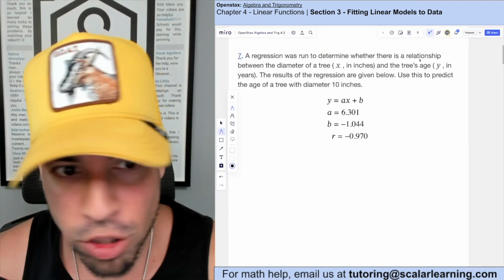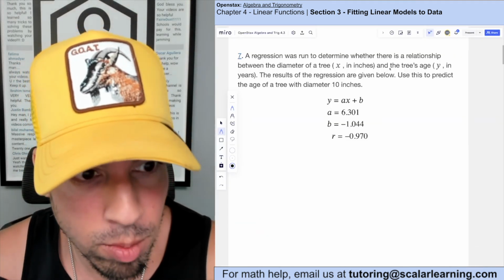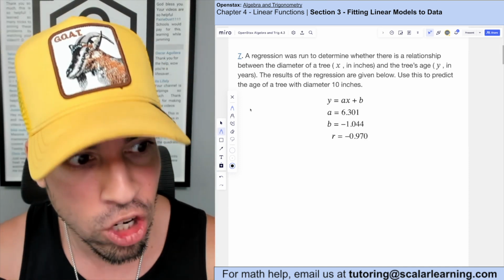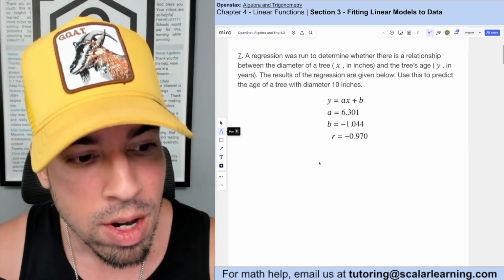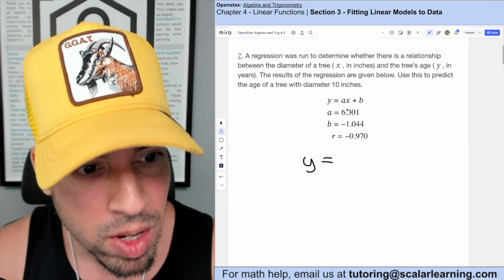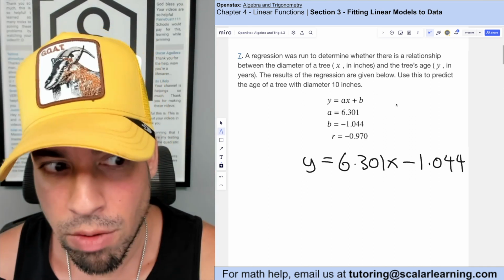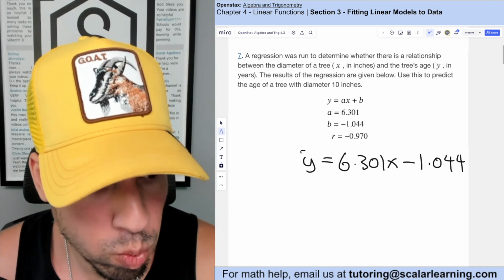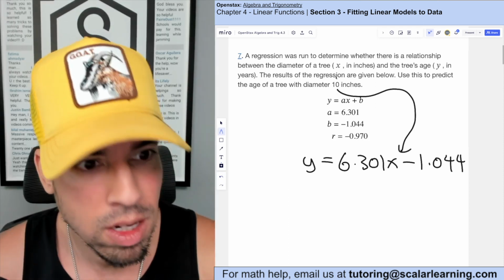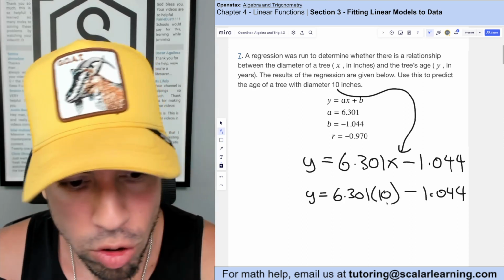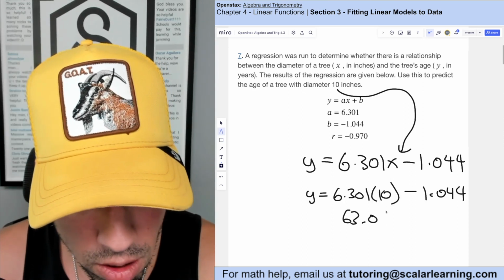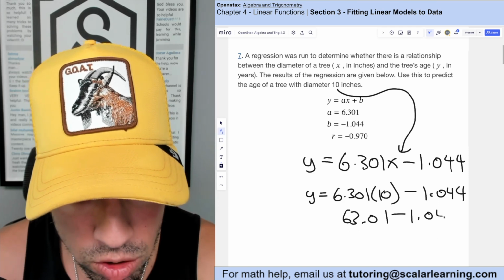A regression was run to determine whether there is a relationship between the diameter of a tree and the tree's age. The results of the regression are given. Use this to predict the age of a tree with a diameter of 10 inches. They give us these values, so I'm going to replace the A and B with these two values. If we're trying to predict the age, which is represented as Y, we plug 10 in for X, as 10 represents that diameter in inches. We're going to multiply that out, and I think we can handle this without a calculator, minus 1.044.